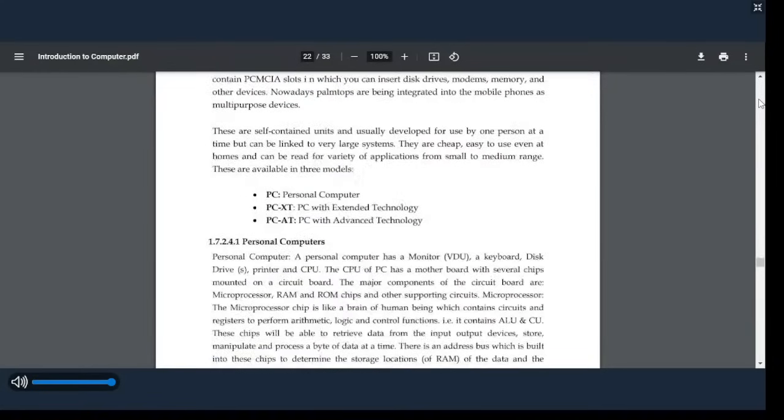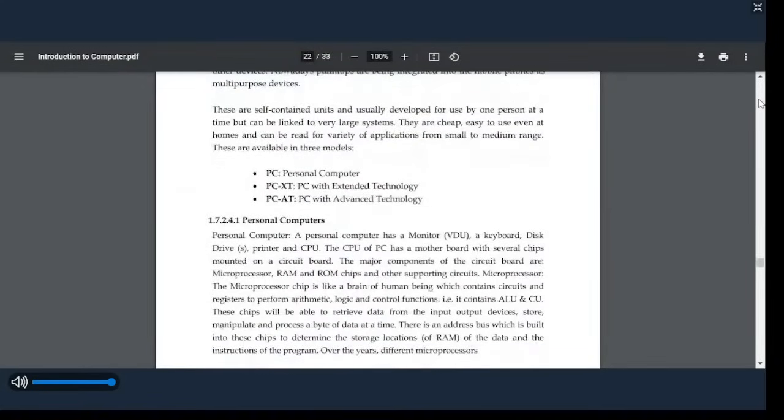Then we have what we call the personal computers. So a personal computer has a monitor, a keyboard, disk drive, printer, and CPU. This is the computer. The CPU of a personal computer has a motherboard with several chips mounted on a circuit board. The major components of a circuit board are the microprocessor, RAM, ROM chips, and other supporting circuits.